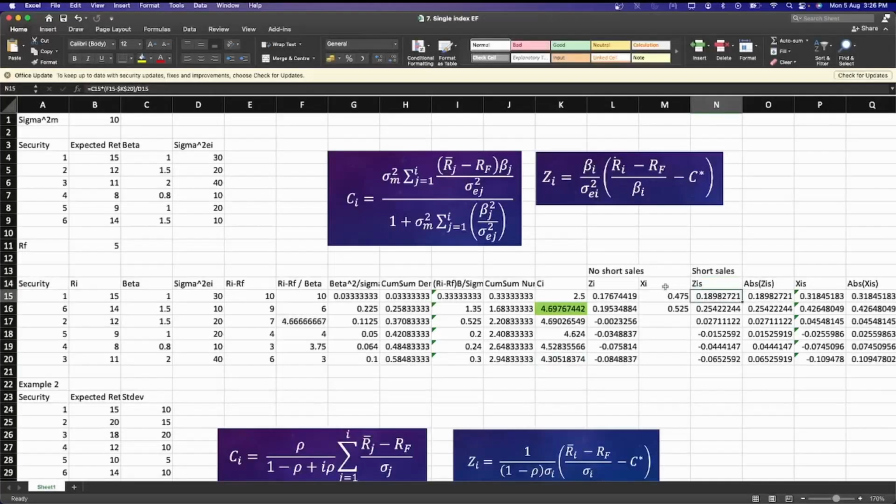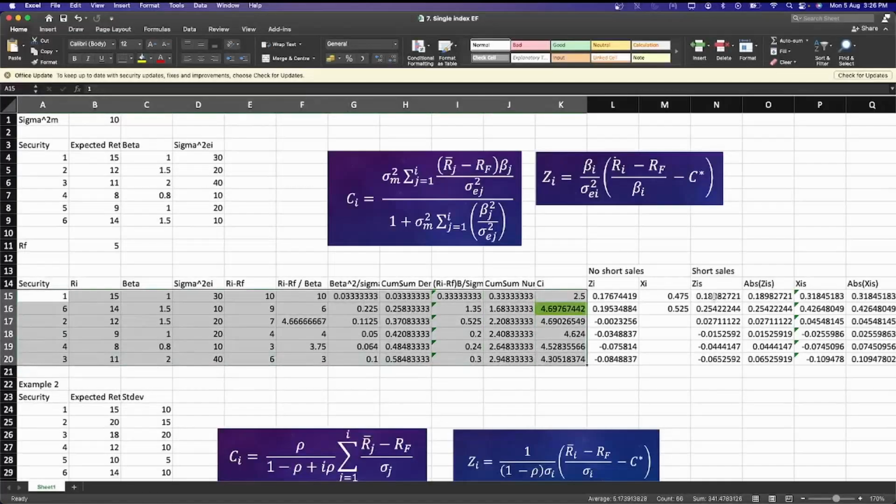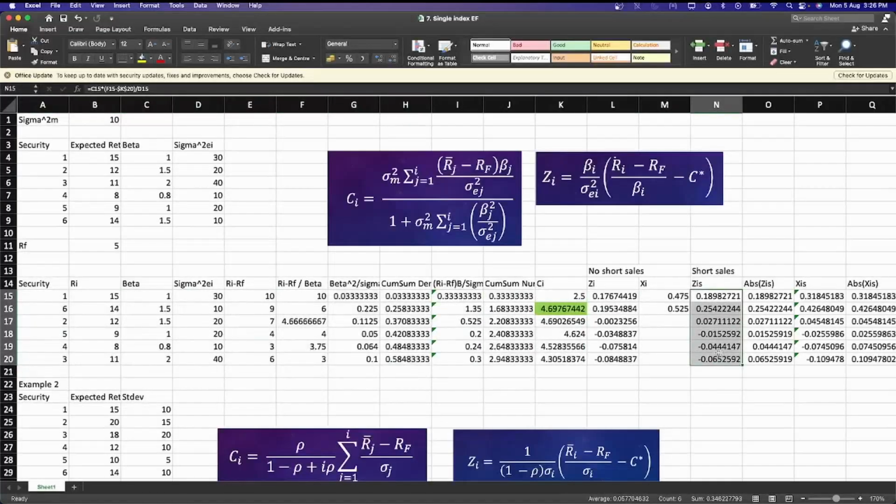So now if we go back to our example, when short sales are allowed, we have to calculate our Zi, and for calculating the Zi, the formula is still the same, except that the C star value is not this one, but this one. The C star value that involves all the 6 securities. Same formula, we calculate the Zi values.